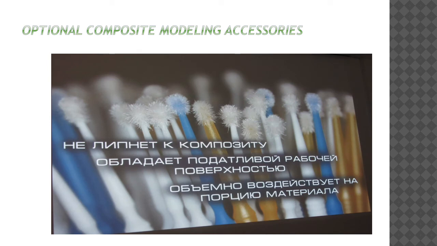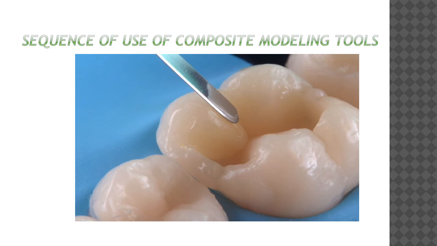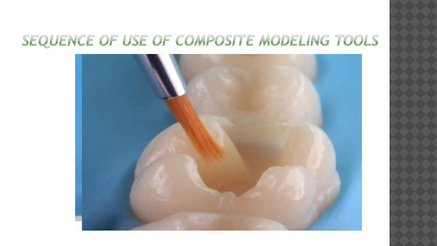The microbrush, which we may use for inserting adhesive into the cavity, can also be used to model the composite material because it does not stick to the composite, has a soft working part, and is useful for modeling a portion of material and creating some texture on the top of material. On this slide, you can see the sequence of use of composite modeling tools.